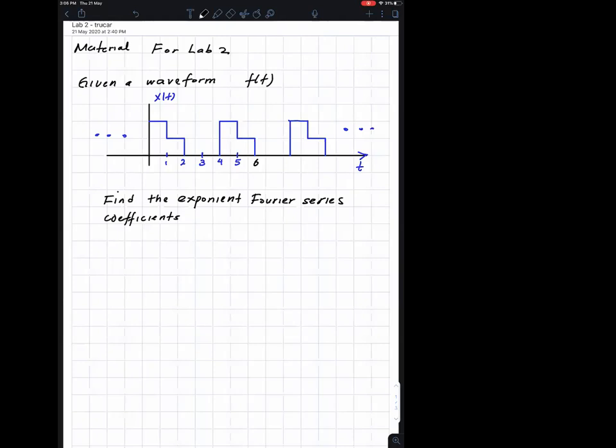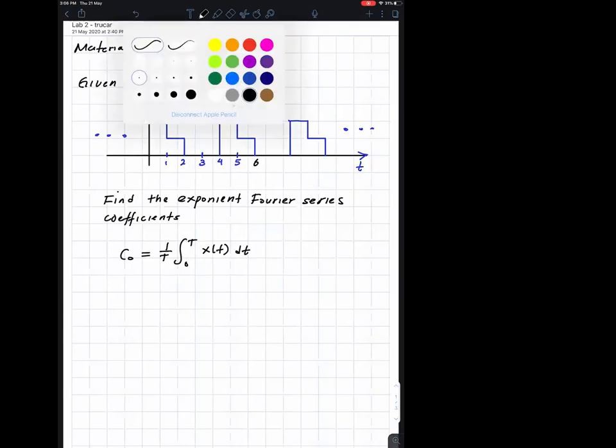The first thing you do, you find DC. The DC, C0, that'll be easier. DC is the integral over one period, 0 to T, of the area of x(t). Area of x(t) over a period, and then divide that by the period to average it. So you need to find out what the period is.